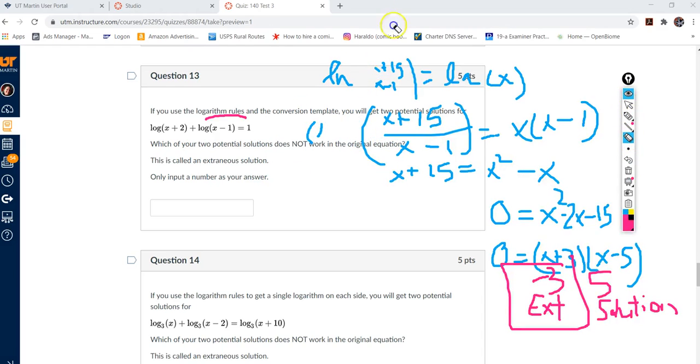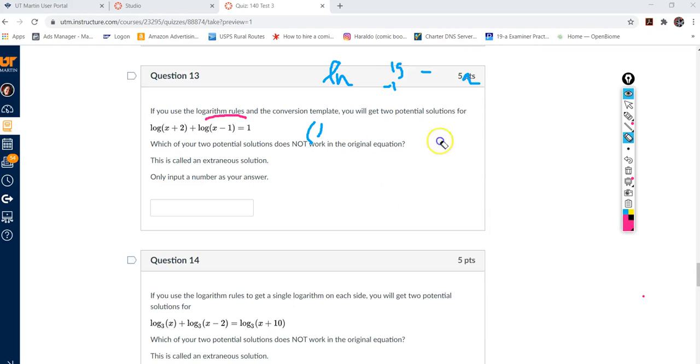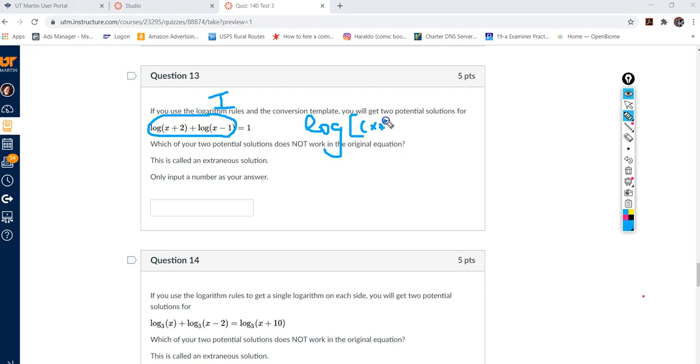So again, if I can get rid of this, it takes so long to erase. Okay. So what we're going to do here is I'm going to put those together using rule 1. And so I'm going to have the logarithm of x plus 2 times x minus 1 equals 1.